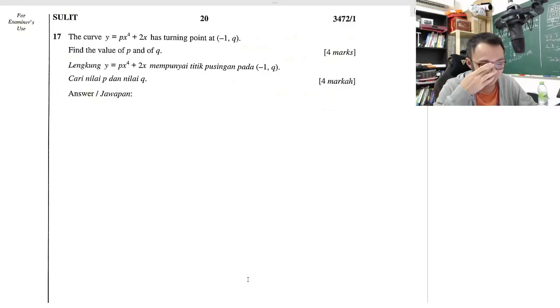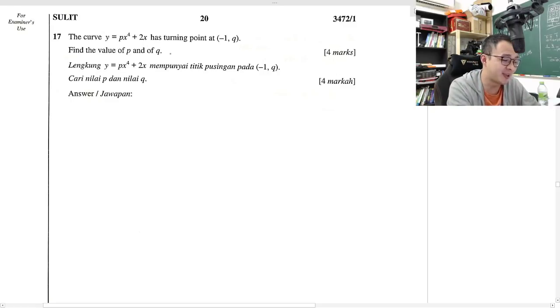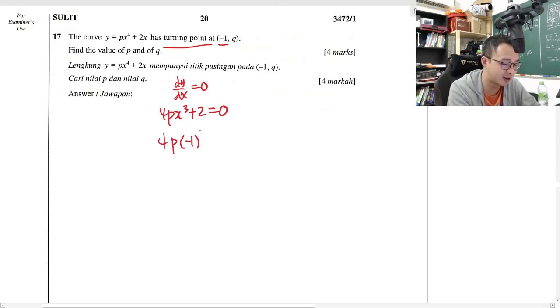17. So the curve y equals px to the power 4 plus 2x has a turning point. Turning point tells me what? dy/dx equals 0. Alright, so I will differentiate this one. I get 4px cubed plus 2 equals 0. And my x is negative 1, right? 4p times negative 1 cubed plus 2 equals 0. So negative 4p equals negative 2, p equals 1 over 2.